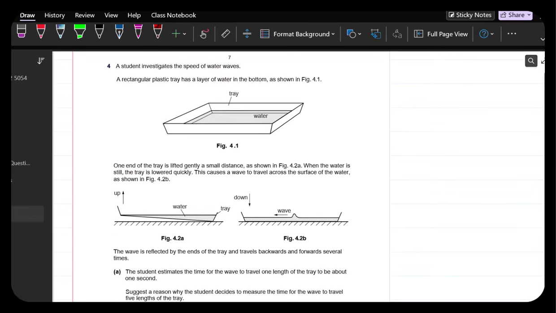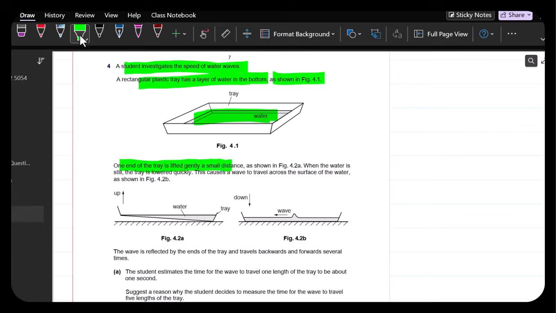Now we are on another question, question number 4. A student investigates the speed of water waves. A rectangular plastic tray has a layer of water in the bottom. You can see here we have layer of water as shown in figure 4.1. One end of the tray is lifted gently a small distance. You can see here the tray is lifted up as shown in figure 4.2.